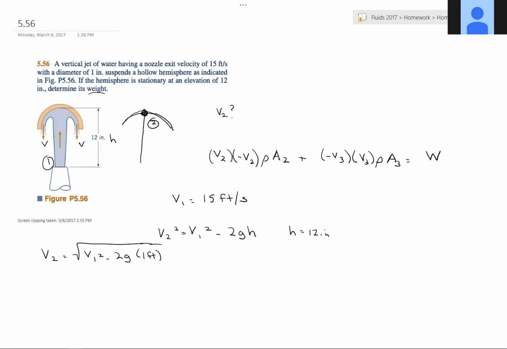Okay, if we tried to find V3, that's equal to V1 squared minus 2G times really the same H. What does that say about the height difference? That's where you have to be careful. It goes up like that, and that's where you start your V2, and then it goes down like that, and that's where you start your V3. So what can we say about that height?